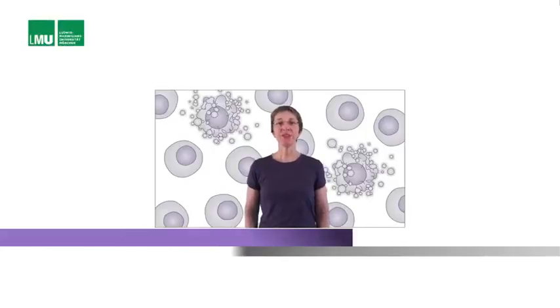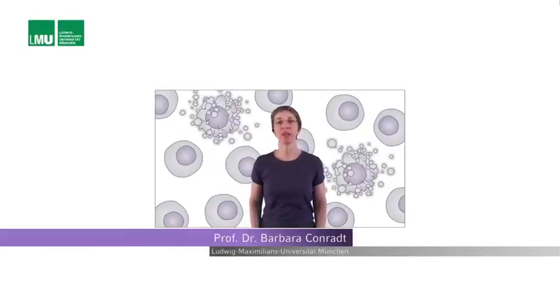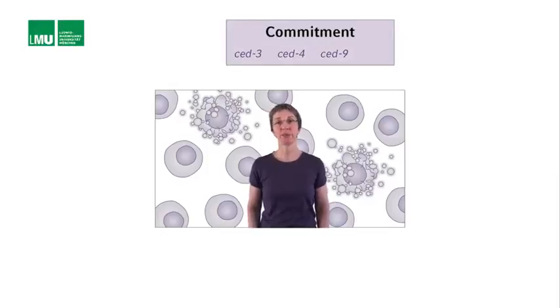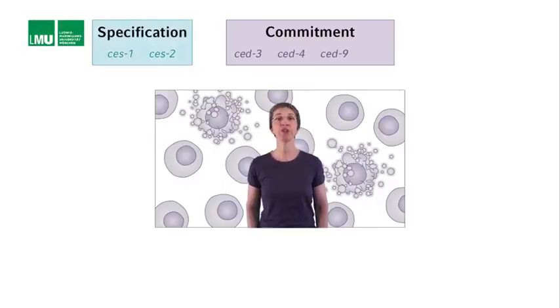The C. elegans genes Z3, Z4, and Z9 can mutate to cause a general block in apoptosis. For this reason, they are components of the commitment step, during which cells irreversibly commit to the apoptotic fate. CES1 and CES2, which can mutate to specifically block the death of the NSM sister cells, act in the cell death specification step, the step before the commitment step.